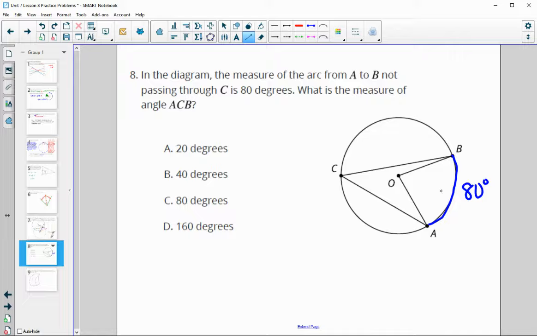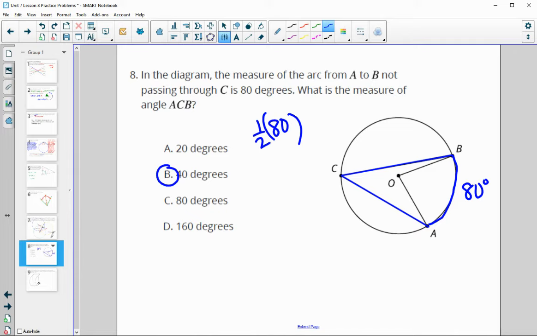So I want the measure of ACB, this angle here. So that is the inscribed angle. Remember, the inscribed angle is half of the intercepted arc. So we're going to do half of 80, which is 40.